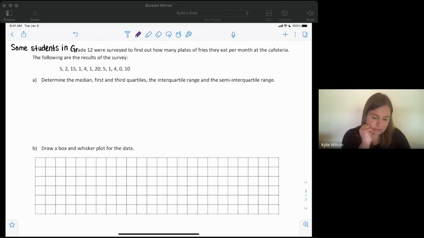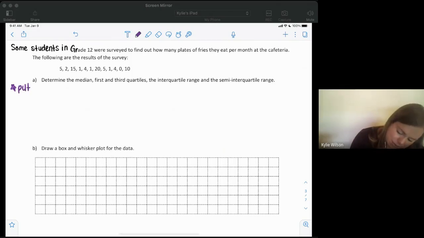We have 5, 2, 15, 1, 4, 1, 25, 1, 4, 0, and 10. What we need to find is our median, first and third quartiles, interquartile range, and the semi-interquartile range. So we're going to find all of the possible information. Let's work on finding the median first. We find the median like we've always found the median. The first thing we have to do is put the data in order.